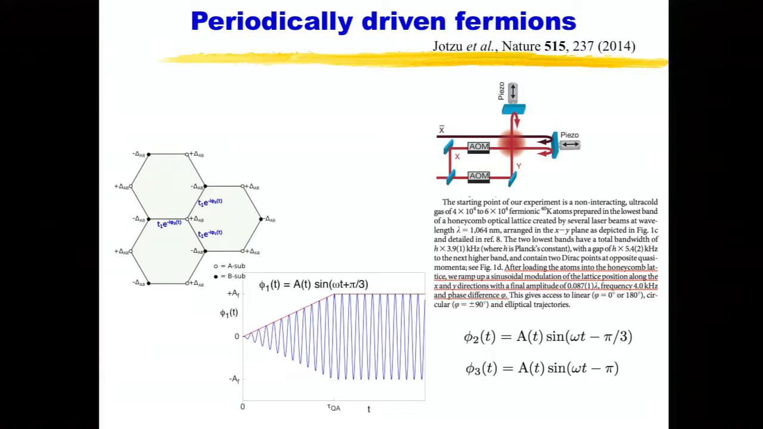The interesting thing is that they say somewhere, what is the unperturbed band of those atoms? After all, these are honeycomb lattice systems. They have an associated band, small. In fact, it's 3.9 kilohertz. So the frequency is just above the bandwidth.